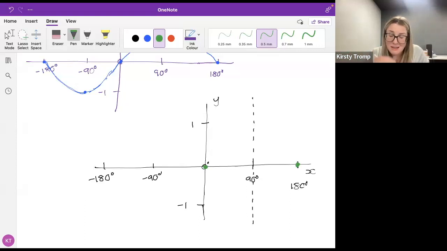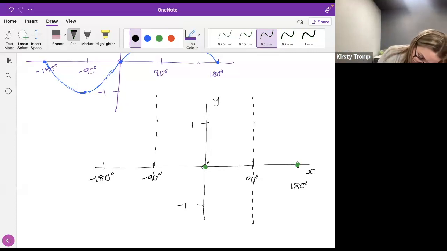Go put tan, open brackets, negative 90 degrees, close brackets on your calculator for me, please. Math error, also known as an asymptote. Well done. So here, we're going to have another asymptote. Good. Now tan of negative 180. What's tan of negative 180? Good. Well done.